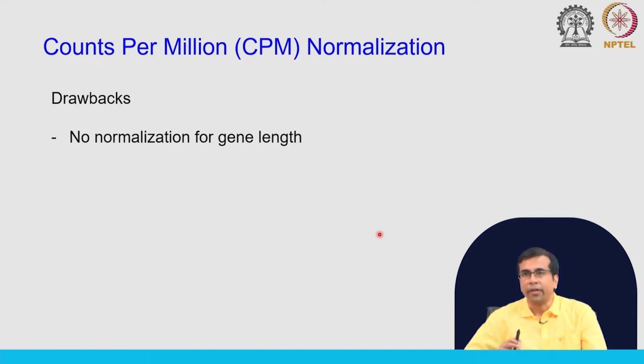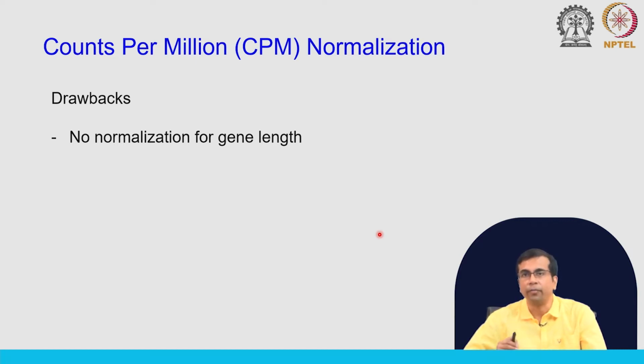This is a very simple normalization, so of course it has a lot of drawbacks. One of the major drawbacks is that we are not doing any normalization for gene length. We are only normalizing for the total sequencing depth. As you can see, we have got the same total for all the samples, but we have not touched or worked with the gene length at all.